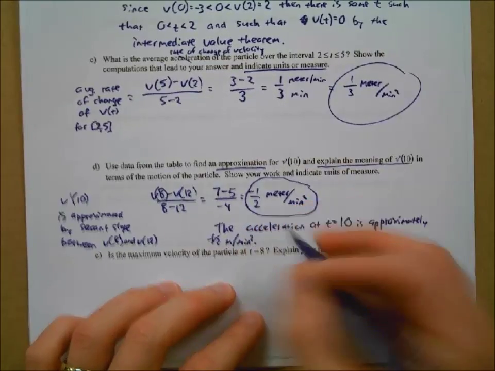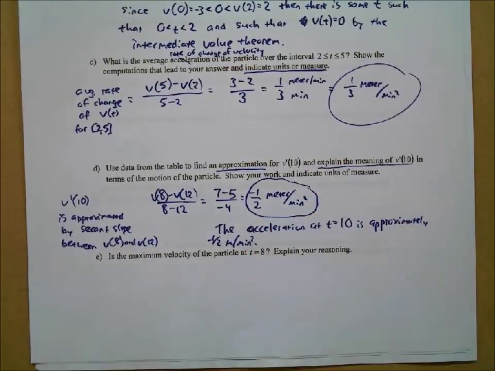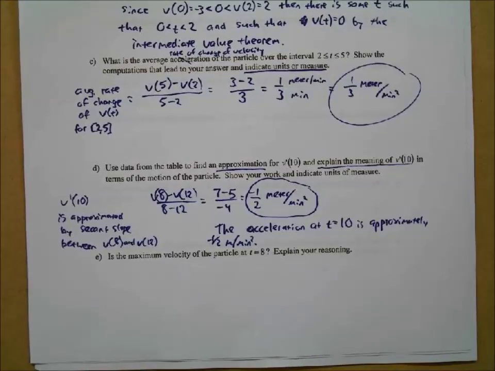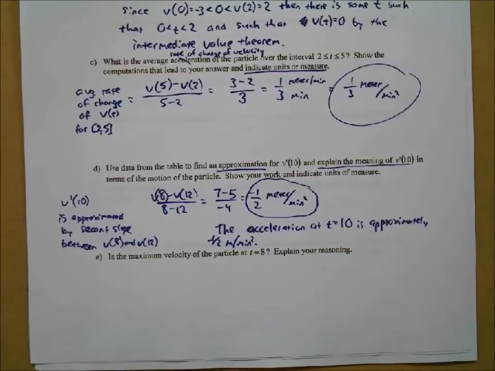Okay, is that all we can say here? Is that all we can say here? And you're like, probably not, Mr. Whitmire, because you're asking that stupid question. All right, there's more we can say here. What do we know about our velocity in that interval?